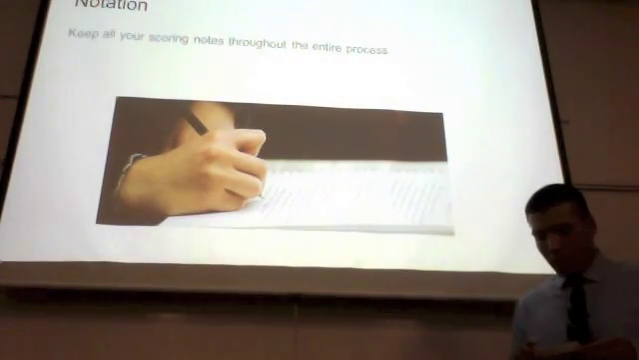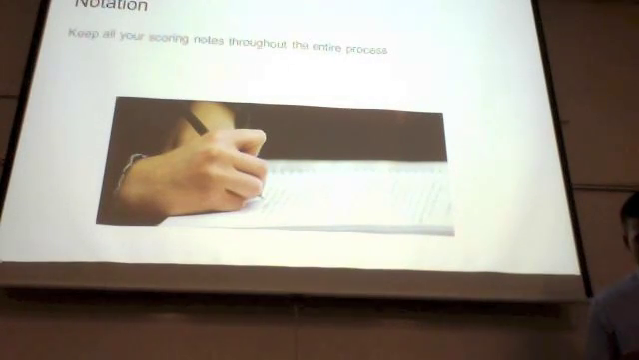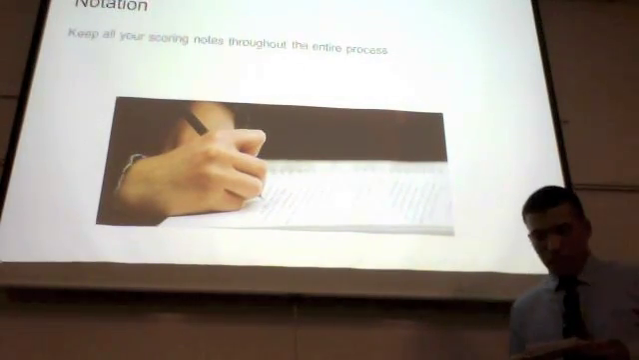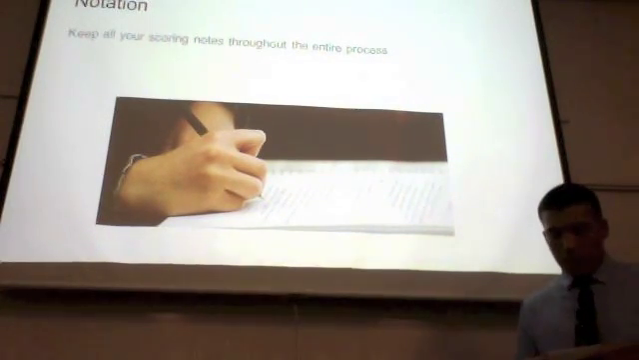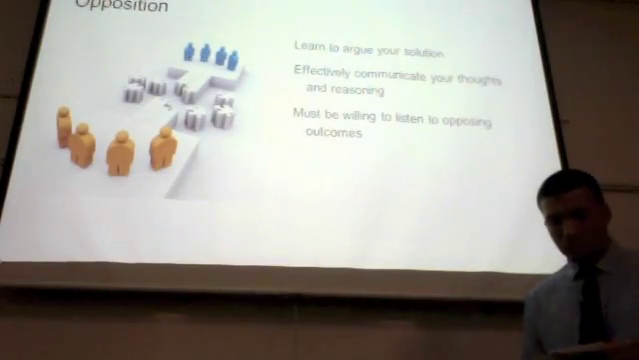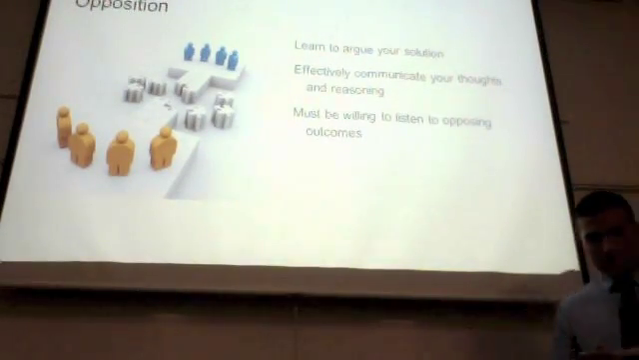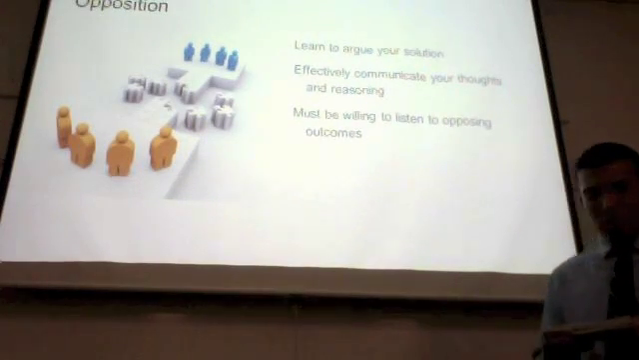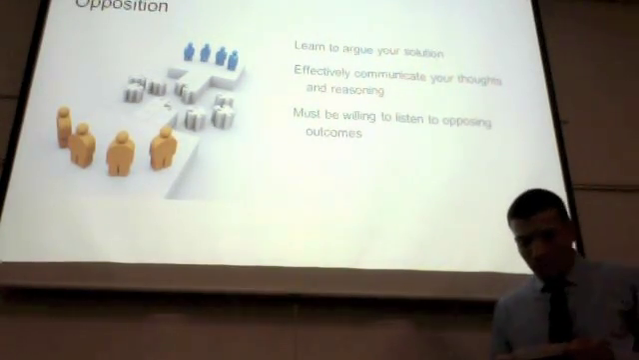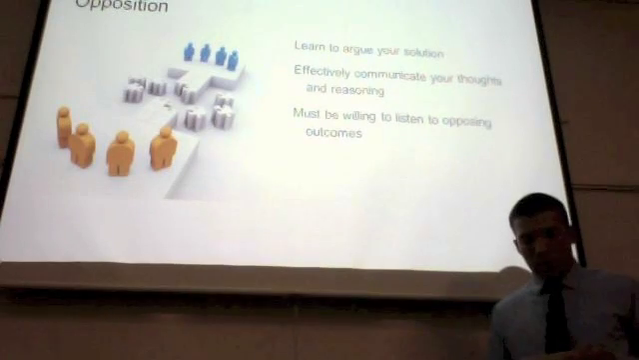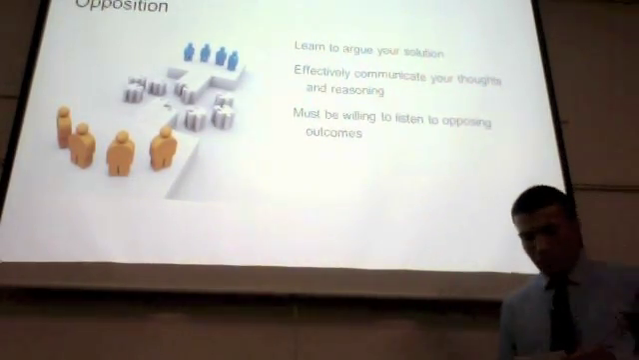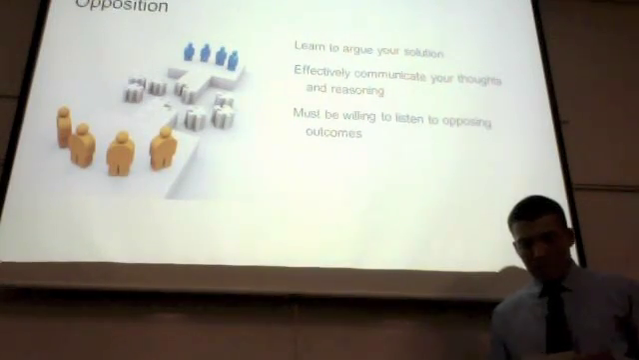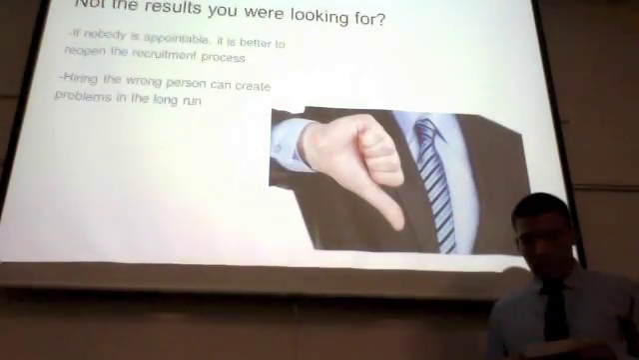It is wise to keep all your scoring notes throughout the entire process. This is to ensure the fair process through which the decision is made can be demonstrated if the outcome is challenged at all. Organization and proper storage of applicant information is key to forming your final decision. Especially in a large pool of applicants, there may be opposition in selection after the matrix is performed. In these types of group decisions, you must learn to argue your solution if others do not agree with you. You must be able to effectively communicate your thoughts to other team members and explain your reasoning to make sure they understand the logic behind it.